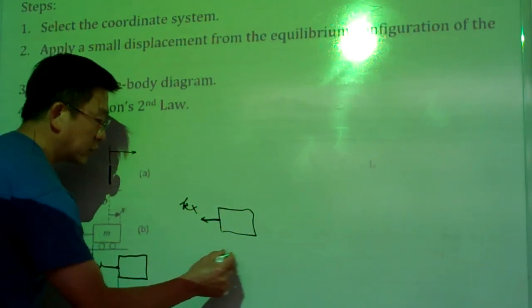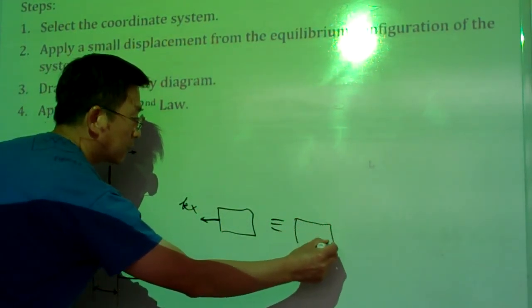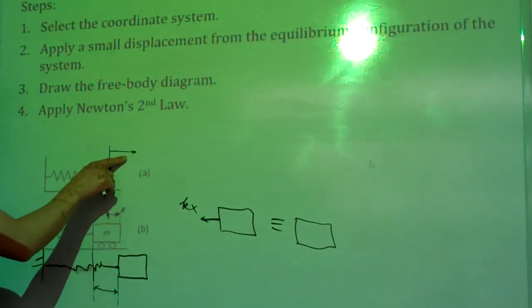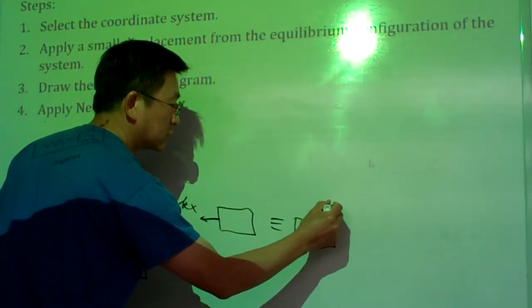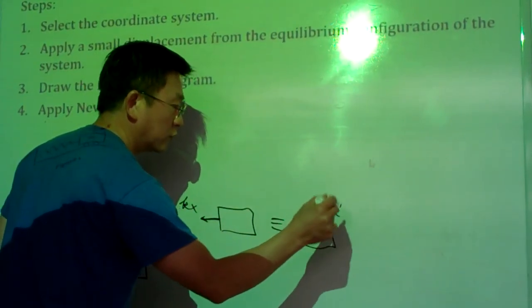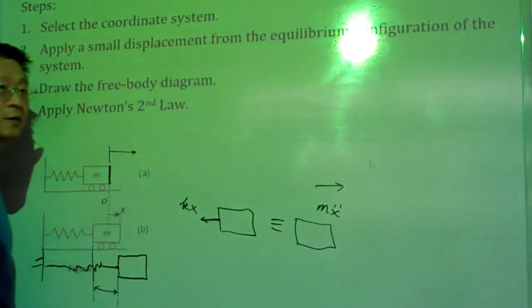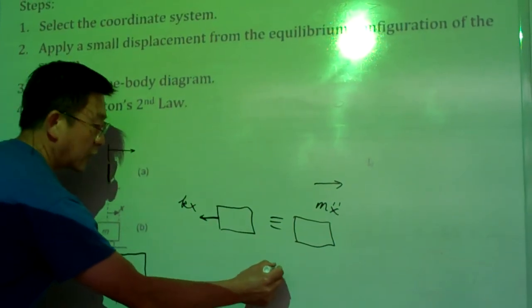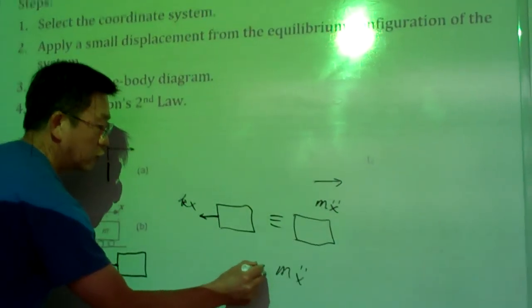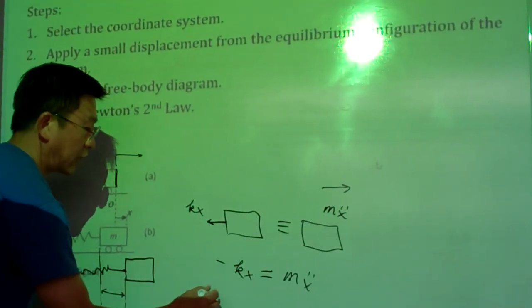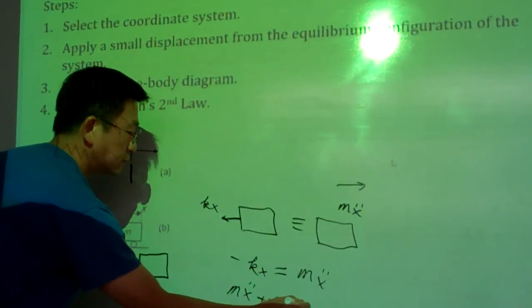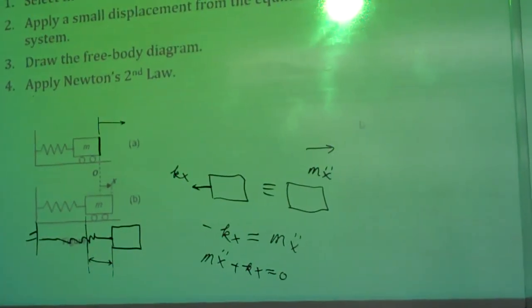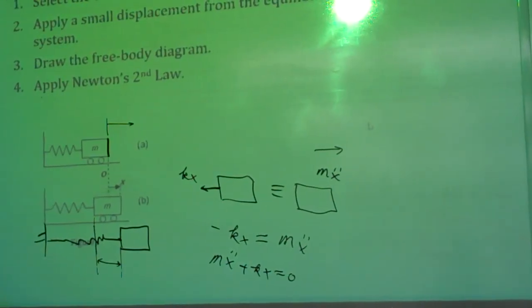And this must be equal to, because you pick your degree of freedom moving rightwards, the inertial force must also be moving rightward here. Okay, so under this situation, m x double dot equals minus kx. That means m x double dot plus kx equals 0. So that is the way to formulate the equation of motion.